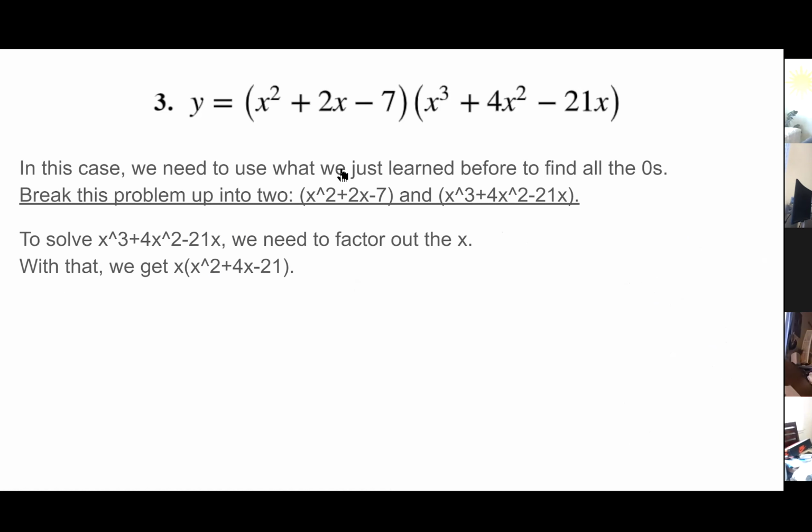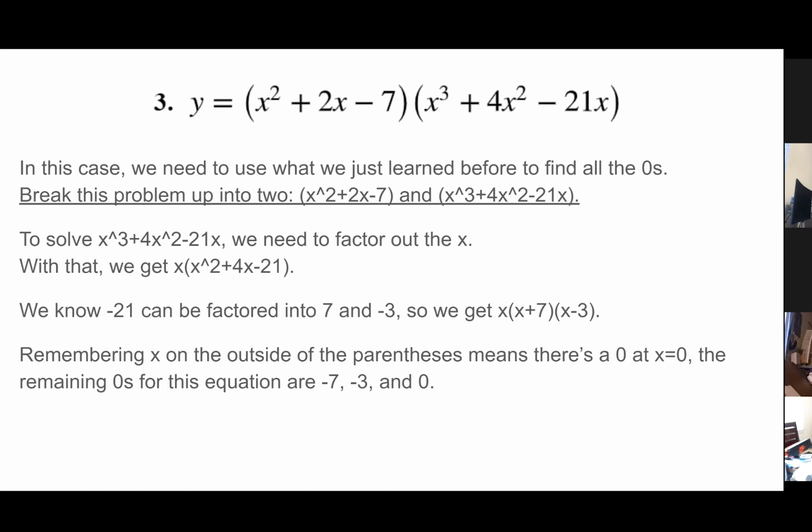Now the second part, we need to do what we learned before, which is to factor out the x. So we get x times x squared plus 4x minus 21. So 21 can be factored into 7 and -3. So we get x times x plus 7 times x minus 3. So remembering that the x on the outside of the parentheses means that there's a 0 at x equals 0, the remaining zeros for this equation are -7, -3, and 0. And yeah.